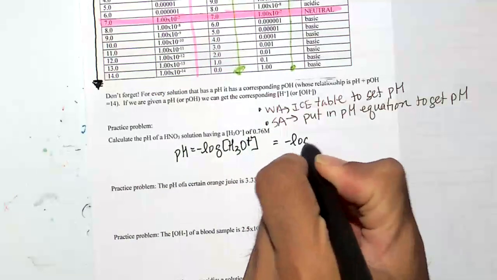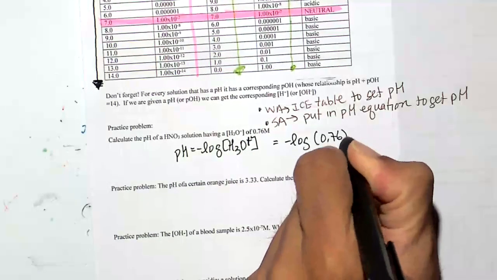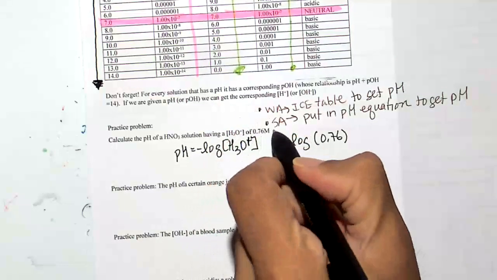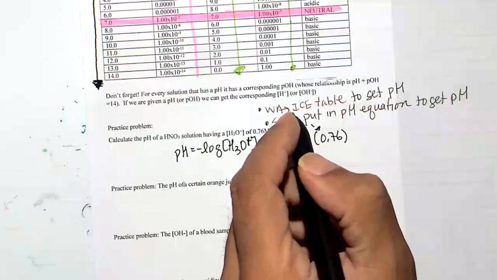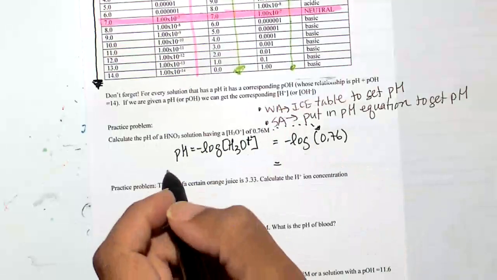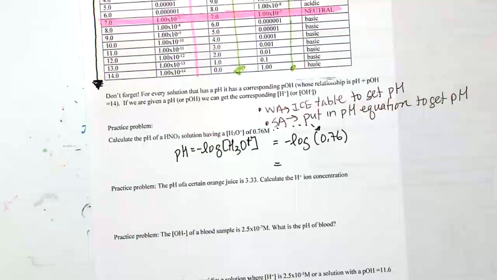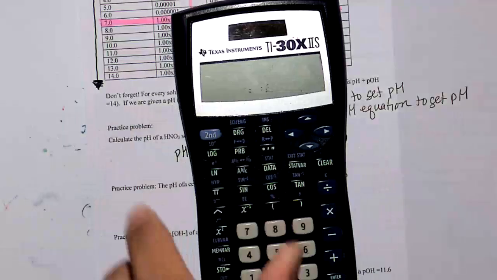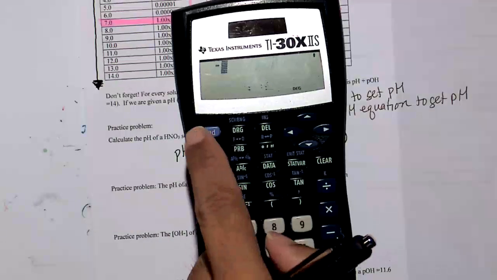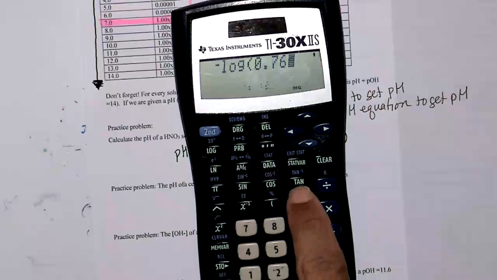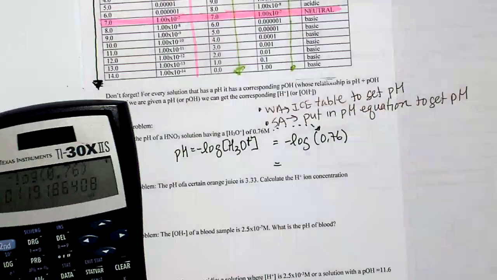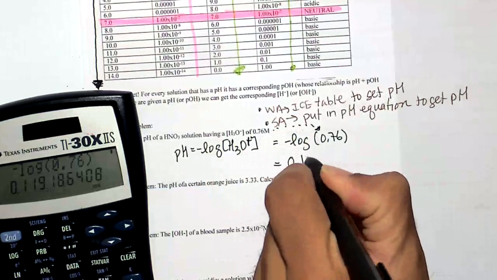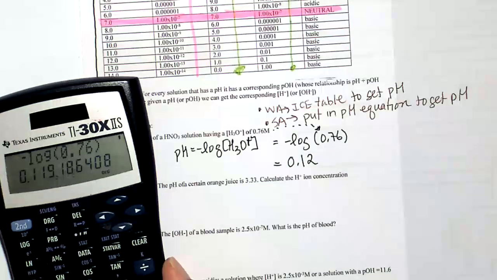This is nitric acid. So minus the log of 0.76. We usually do not put units inside the log or natural log. That's a no-no. You put the units in later. But pH has no units, so don't worry about it. And what's minus the log of 0.76? About 0.119, okay, 0.12. And that's very acidic. And this is the answer.